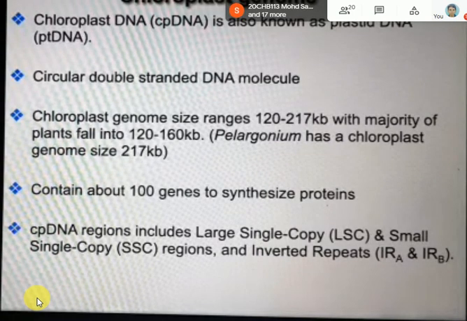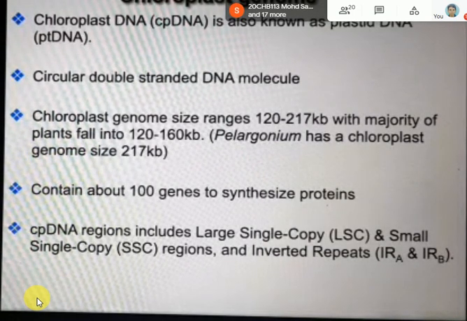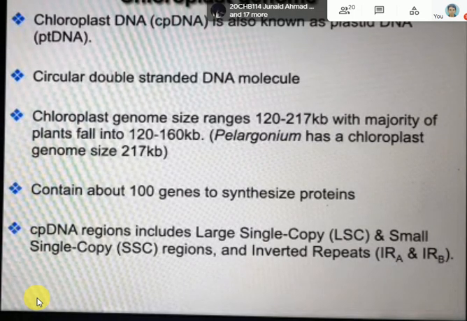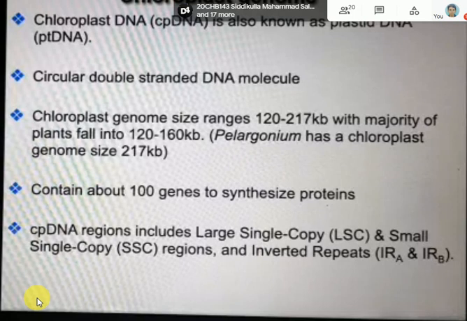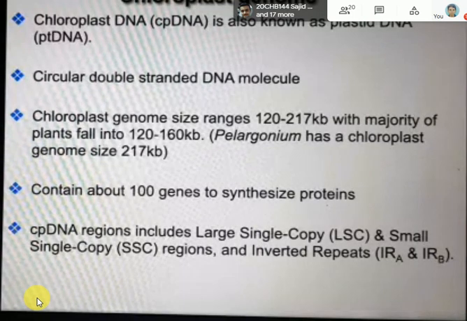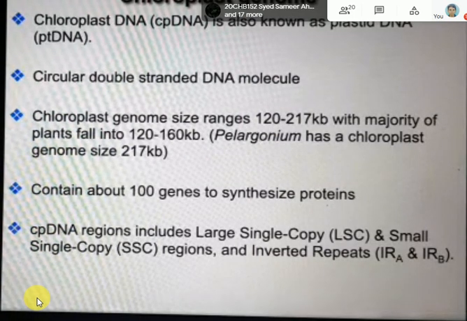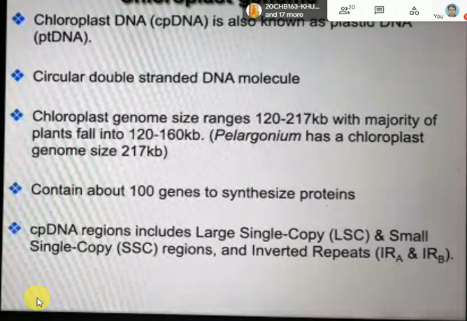This is an important thing, because some of you may go into biotechnology or microbiology or some other higher studies. If you go into higher studies of biology or biochemistry, then all these things will be helpful in understanding. So at least the terminology you must know. The large single copy (LSC) and small single copy (SSC) regions are there.